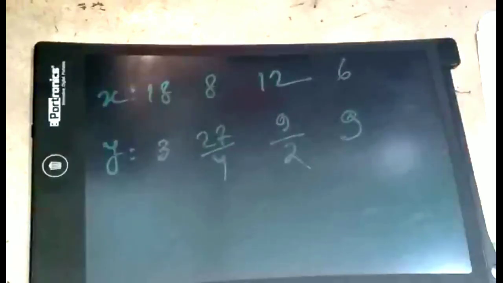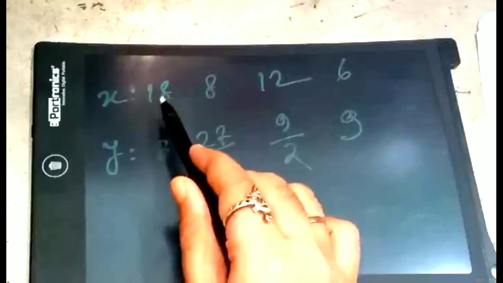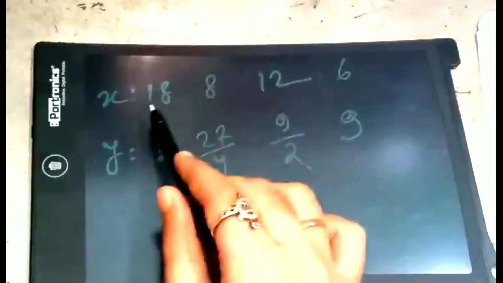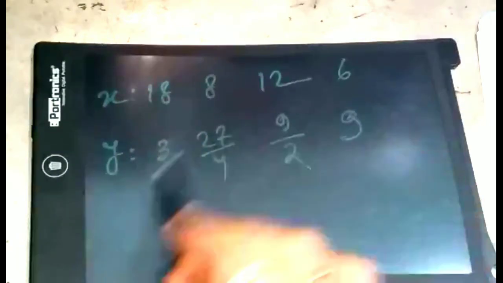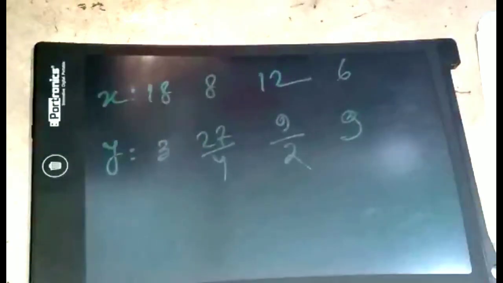Well, beforehand I would like to tell that this is an inverse variation problem. How? Well, firstly, you need to observe that with a decrease in the value of x, the values of y are increasing. Moreover, you check whether the product of x and y is a constant value for all the values or not.